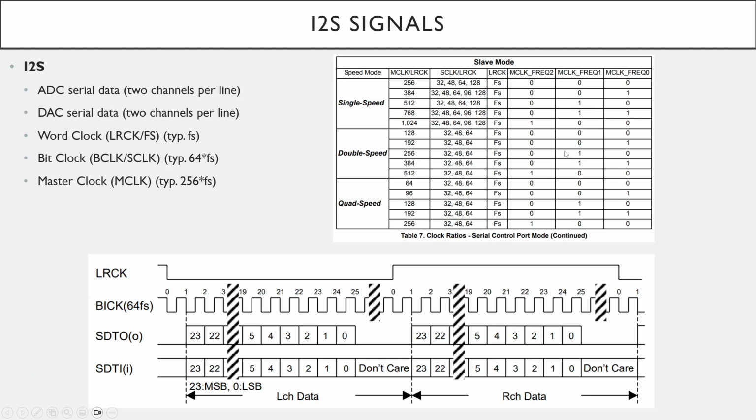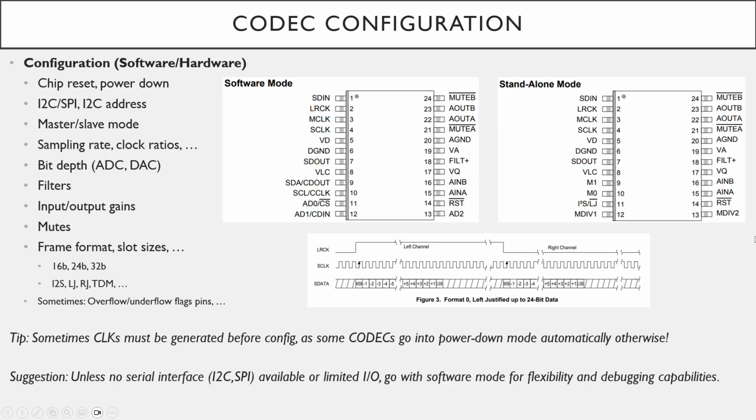Here, just another slide to illustrate that these master clock, left-right clock, and bit clock, left-right clock ratios aren't fixed. So depending on our speed setting, and the speed setting, as we'll see, determines if we can run, for example, at 48 kilohertz or 96 kilohertz or 192 kilohertz sampling rates, and we can have different ratios between all of these clocks.